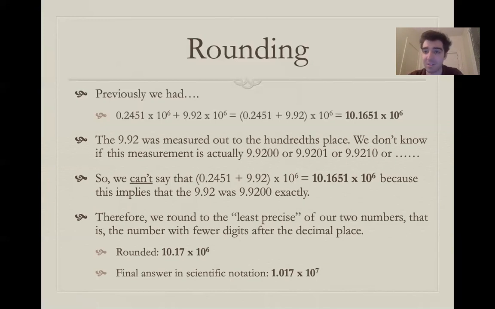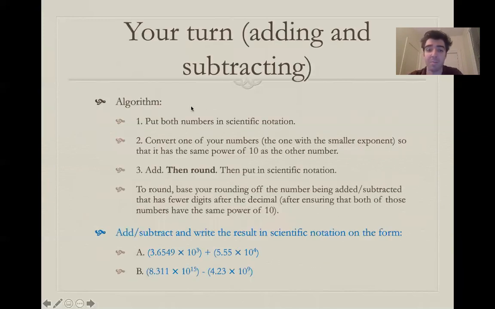Okay, and that's it. So just to recap that algorithm: if you are adding or subtracting, I know that was all for adding, but subtracting is exactly the same. You're going to put the 2 numbers in scientific notation, convert one of those numbers, the one with the smaller exponent, so that it has the same power of 10 as the other number, the one that has the bigger exponent. Then add them, then round in the way that we just described, then put it in scientific notation. Remember, rounding here means you're going to round it to the same number of places that the less precise number had of the 2 numbers you were adding.